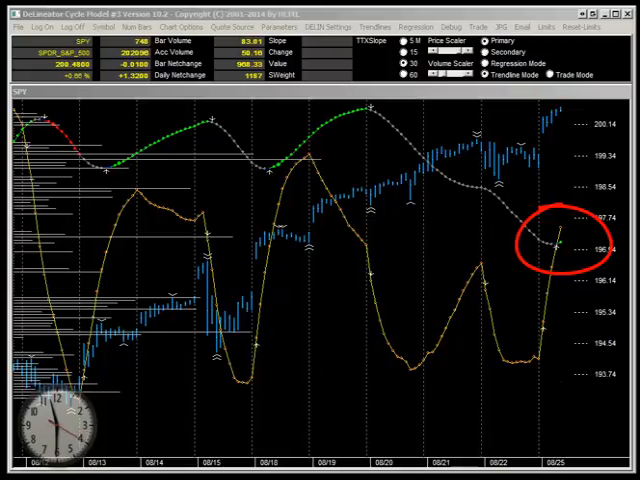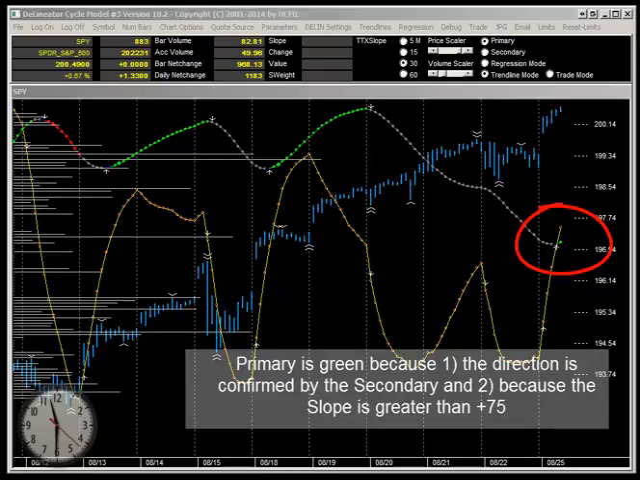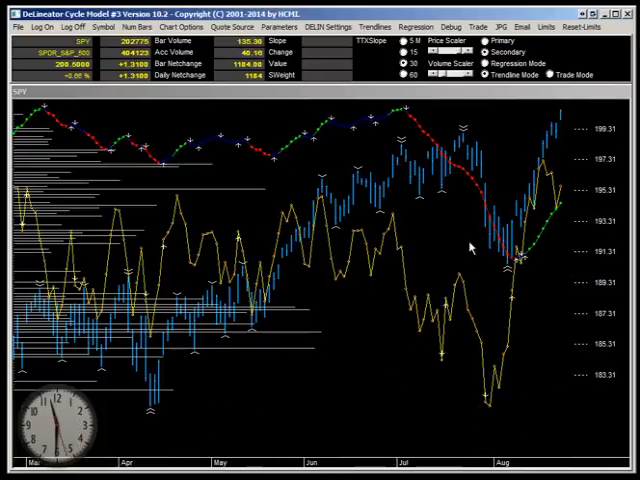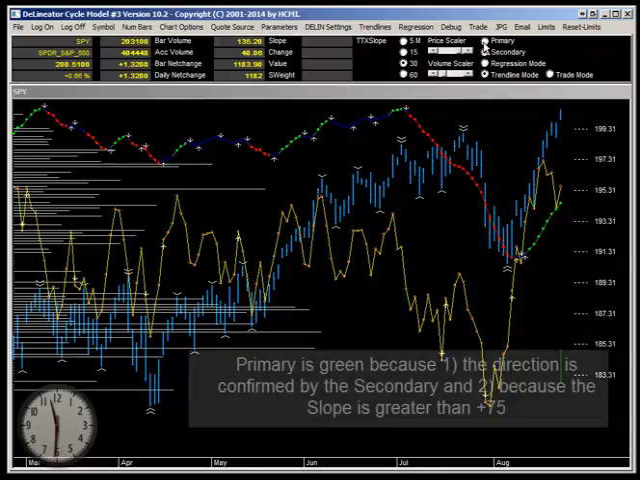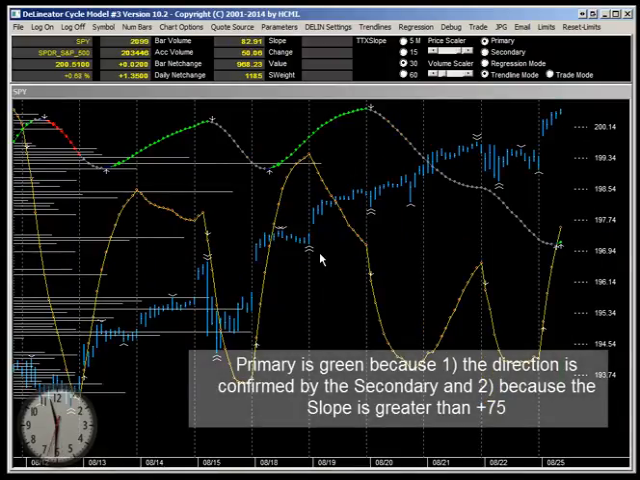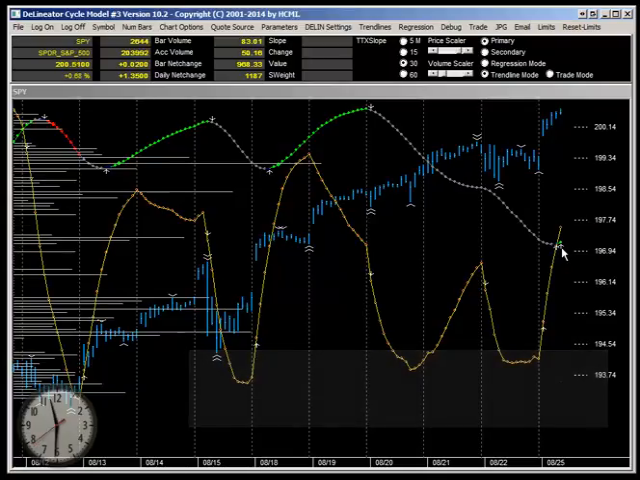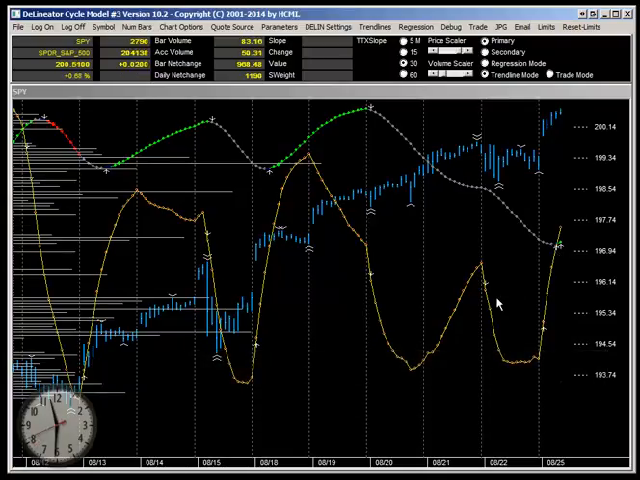The primary turns green for two reasons. Number one, the direction of the primary is confirmed by the direction of the secondary. Here's our secondary, and we can see that it's up. And when the value of the slope exceeds plus 75, the delineator turns green. That was a SPY buy spike on the SPY accumulator, which is also running at the time.